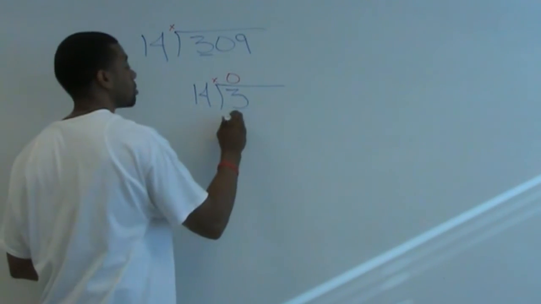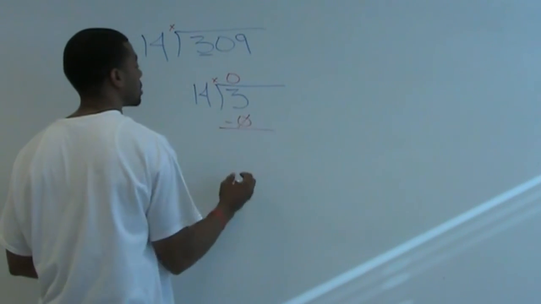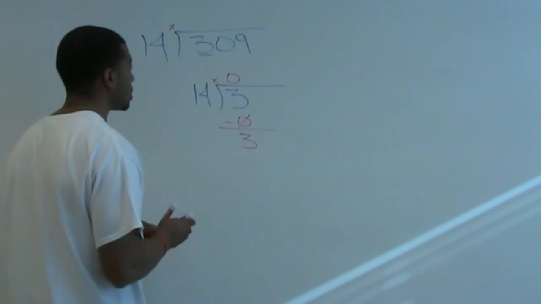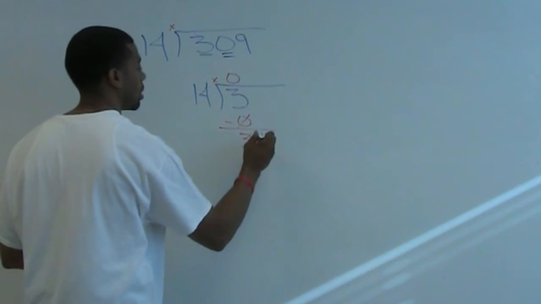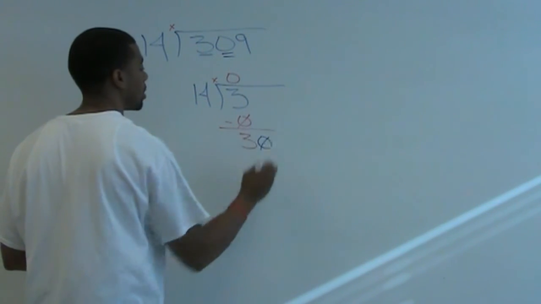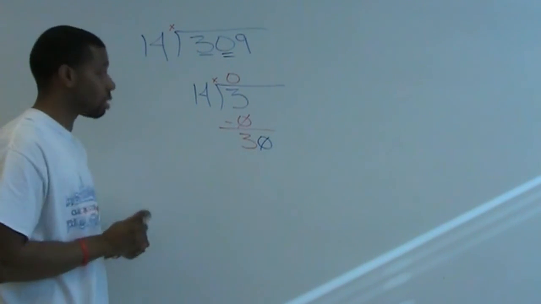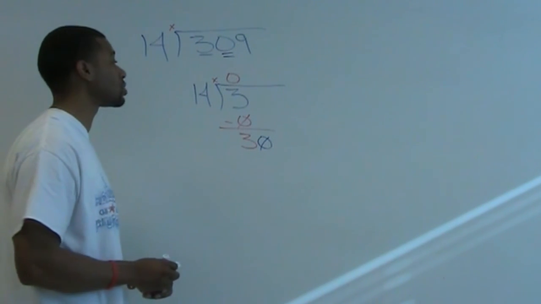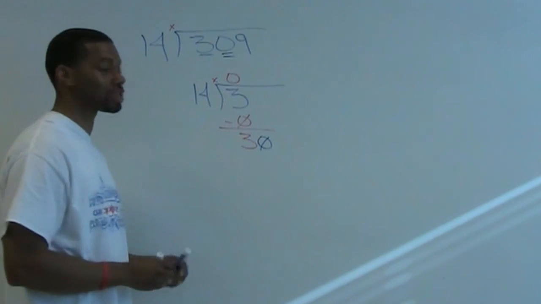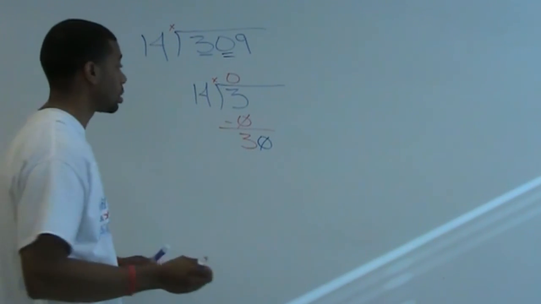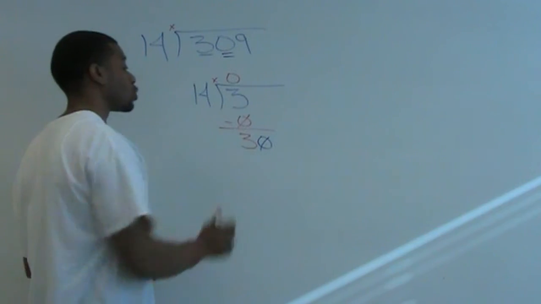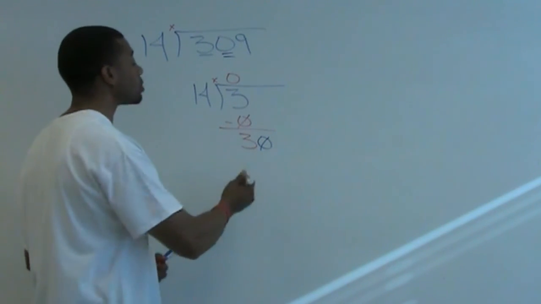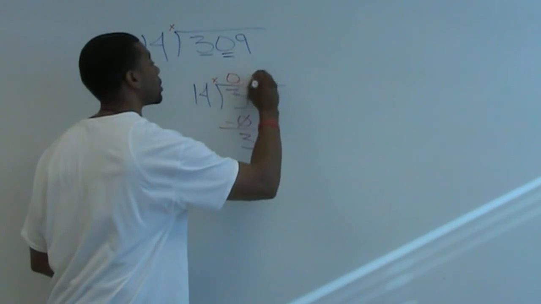14 times 0 is 0. 3 minus 0 is 3. Now we go to our next digit, which is 0. We place it right next to our 3, making that number 30. 14 times 1 is 14. 14 times 2 is 28. 14 times 3 is 42. So 42 goes past 30, but 14 times 2 is 28, which is right under 30. So we're going to place a 2 here.